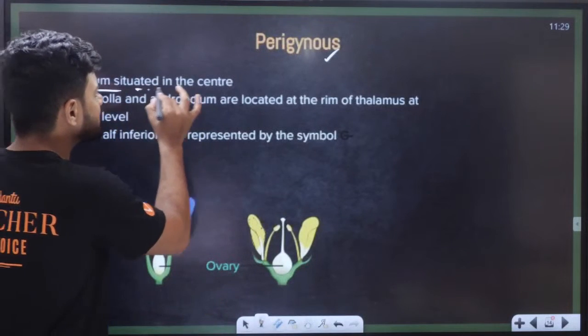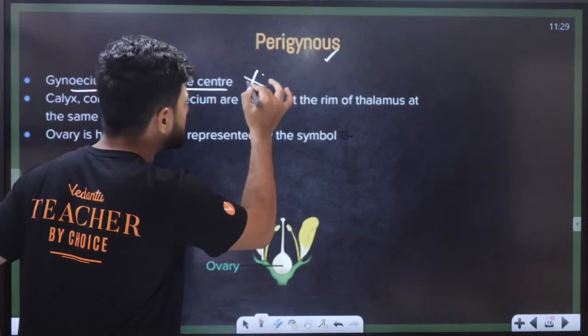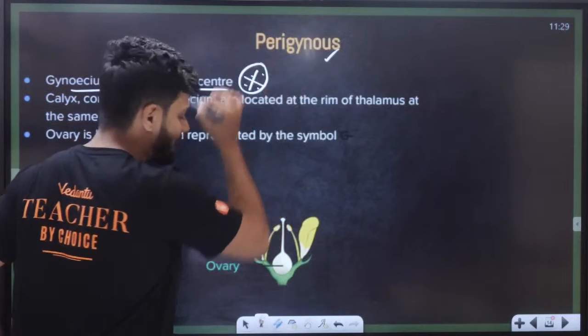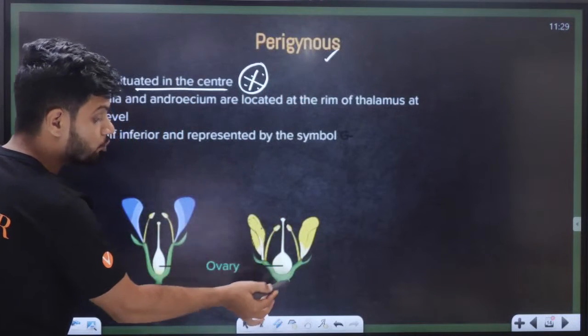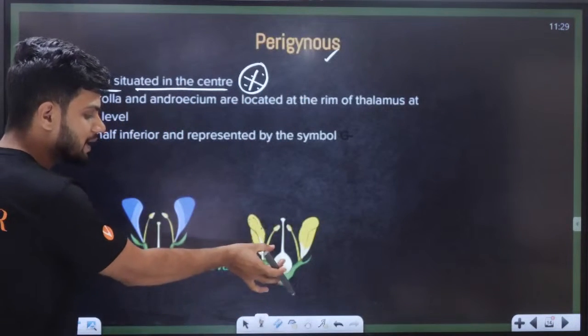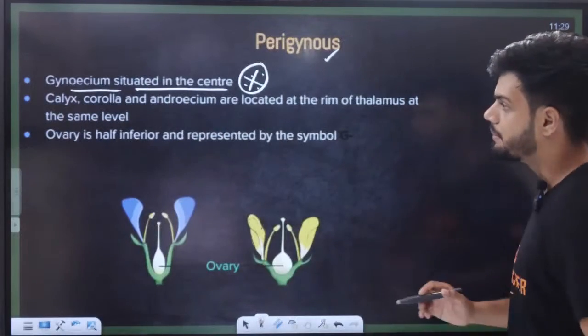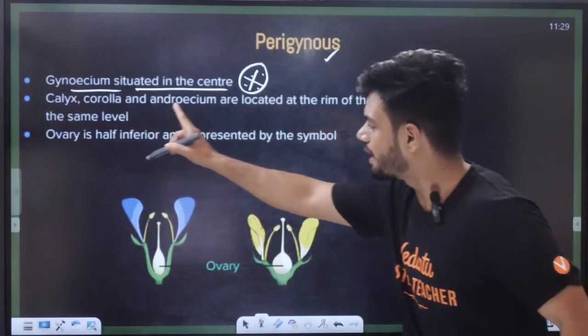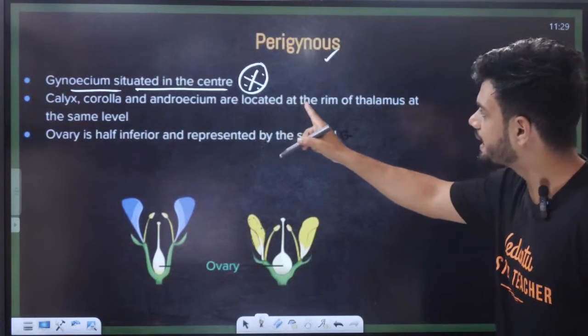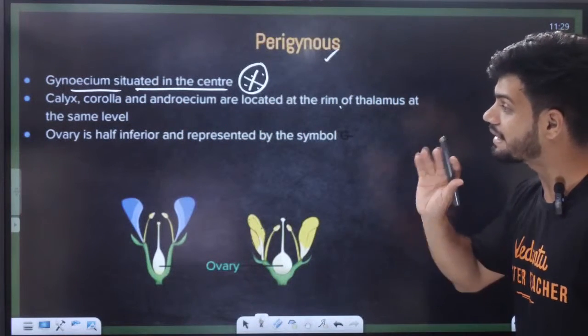Gynoecium is situated at the center. The most important point of all. Gynoecium is at the center now, not on the top, not on the bottom, right in the middle. The calyx, corolla, and androecium are located at the rim of the thalamus at the same level.